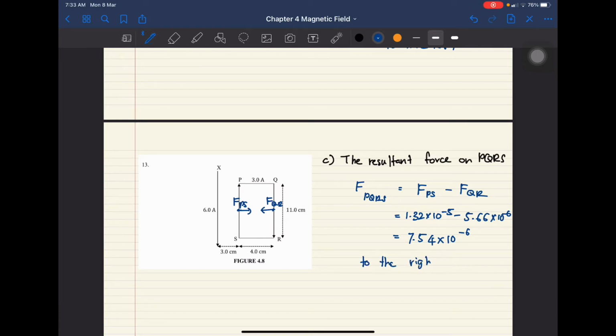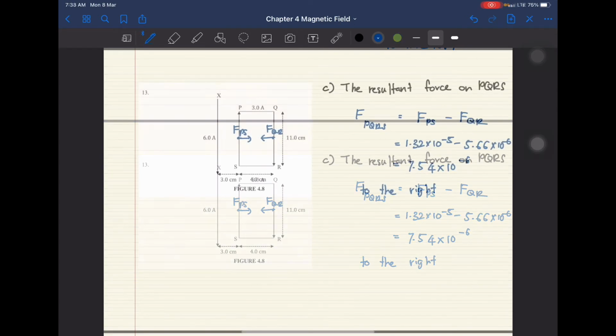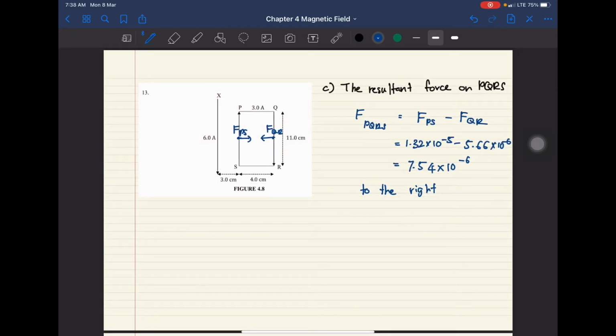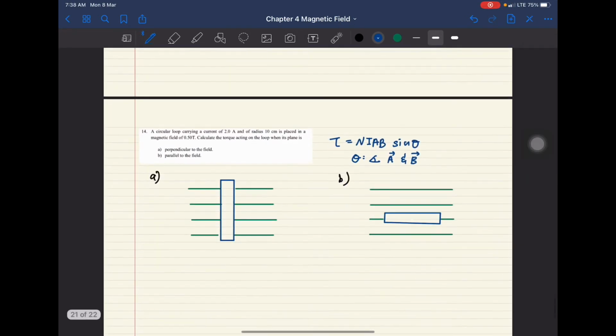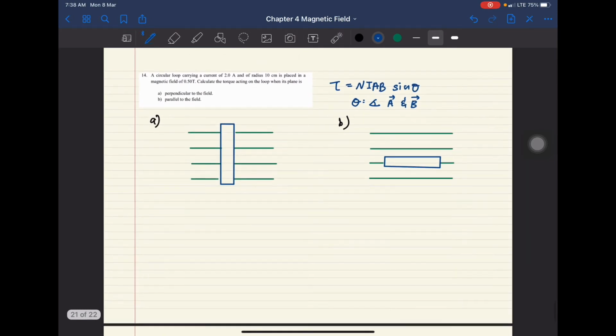So every single time you determine the force, you need to determine the direction. And don't forget to write the unit. Okay, question number 14, they ask you to find the torque acting on the loop. So the question is to find the torque acting on the loop.